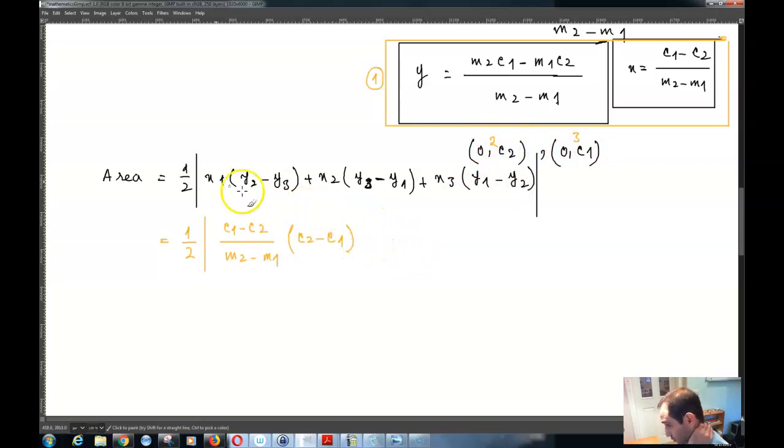So I don't want to make any mistakes here. So x1 is basically this, c1 minus c2 over m2 minus m1. And y2 minus y3 is c2 minus c1 plus x2, which is equal to 0 here. And x3 is also 0 here. So we don't really need to bother about these over here.